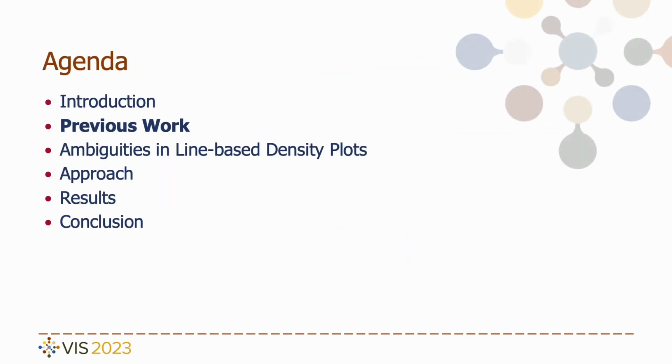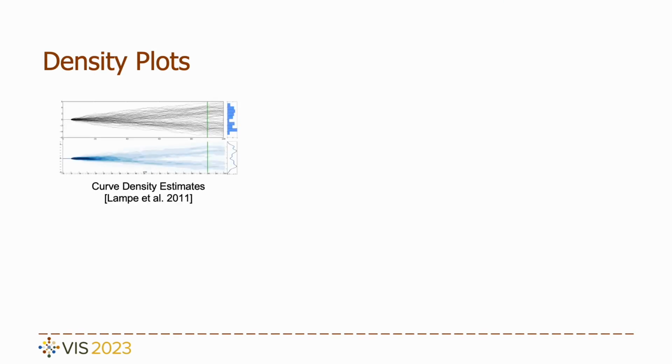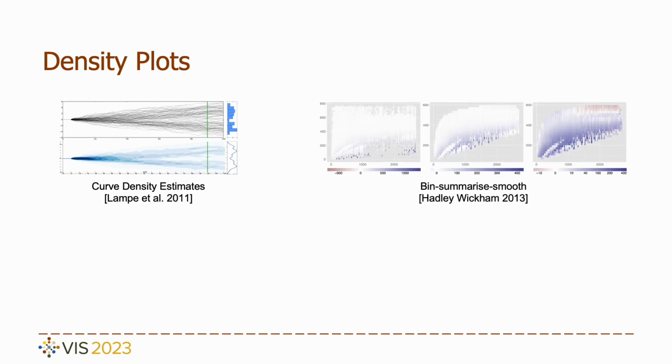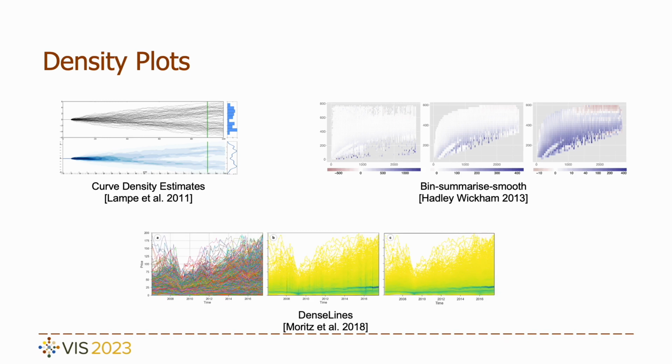Now I will introduce related work. Some works have been devoted to presenting data in terms of density, including line data. For example, Lampe et al. extend the kernel density estimation to curves, allowing the calculation of densities for line data. Hadley Wickham introduced a paradigm for visualizing large datasets called bin-summarise-smooth. This paradigm streamlines the process of creating density plots. Building upon this, Meilitz et al. applied the same paradigm to line data, leveraging GPU acceleration for rendering line-based density plots. These works provide the basis for our construction of line-based density plots.